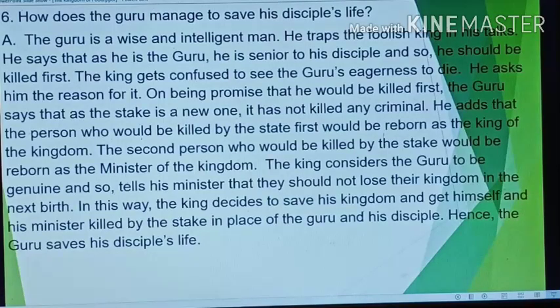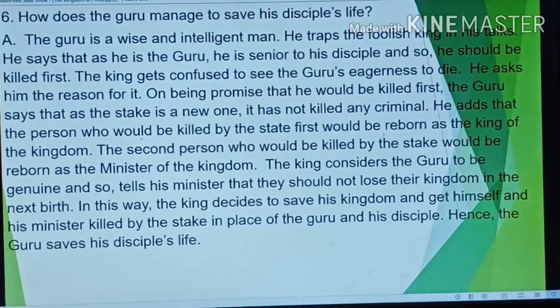Question number 6. How does the Guru manage to save his disciple's life? The Guru is a wise and intelligent man. He traps the foolish king in his talks. He says that as he is the Guru, he is senior to his disciple, and so he should be killed first. The king gets confused to see the Guru's eagerness to die. He asks him the reason for it.